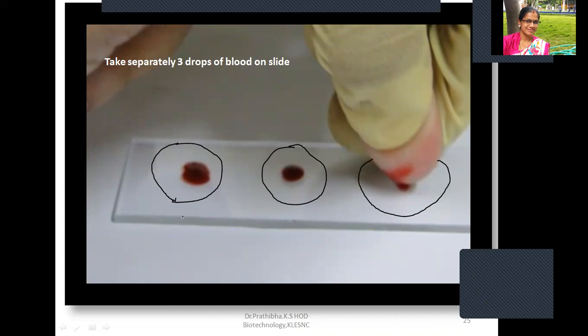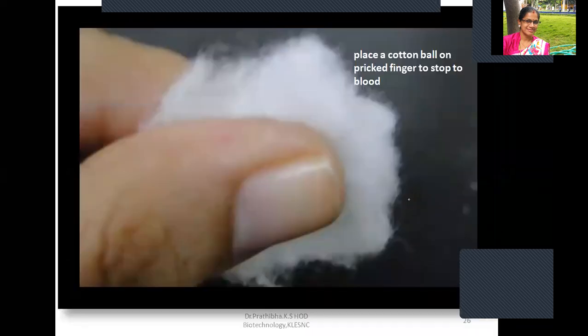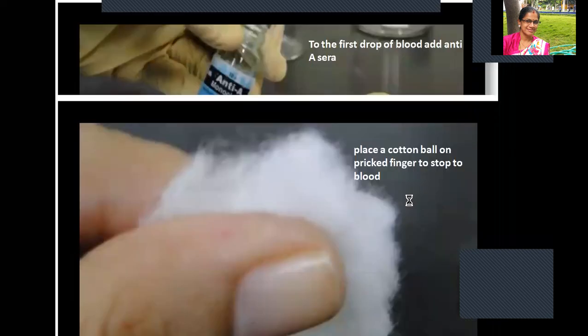Below each circle, write A, B, and D. It means to the A circle you need to add antisera A, to B antisera B, and to D antisera D. Kindly follow the procedure. Then place a cotton ball on the pricked finger to stop the blood.